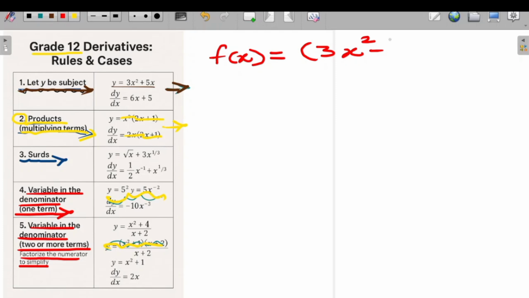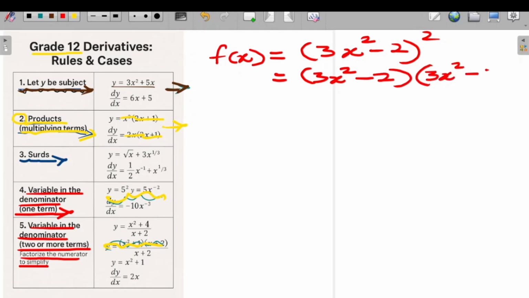When we are doing this, the first thing we need to do is to multiply it first, because it's a product. It's 3x squared minus 2, and then we have 3x squared minus 2. So f of x is like that, and you can see that this is a product.